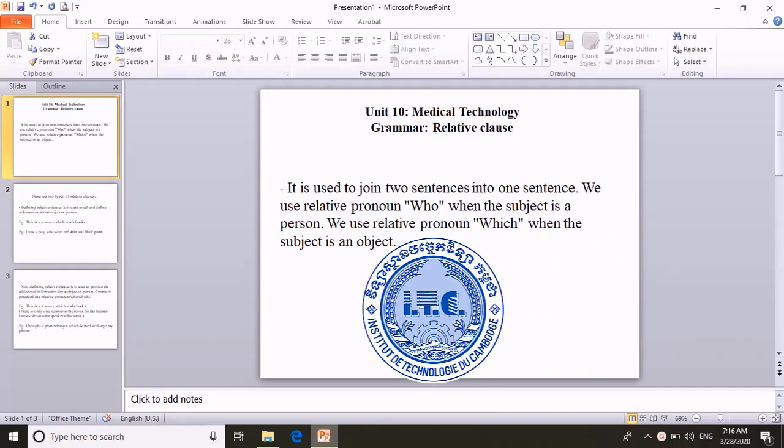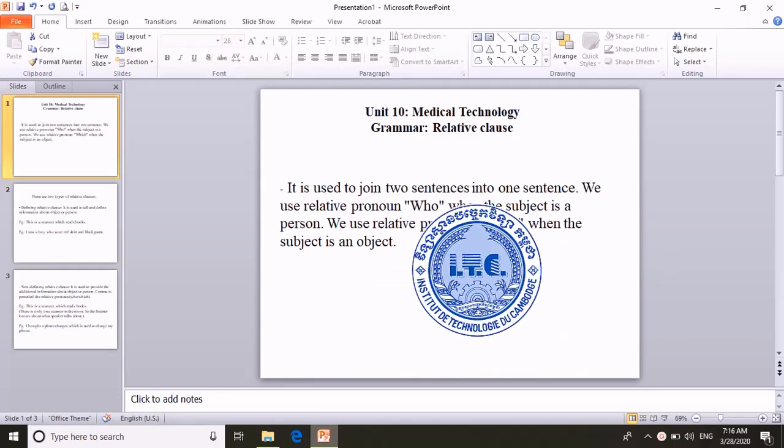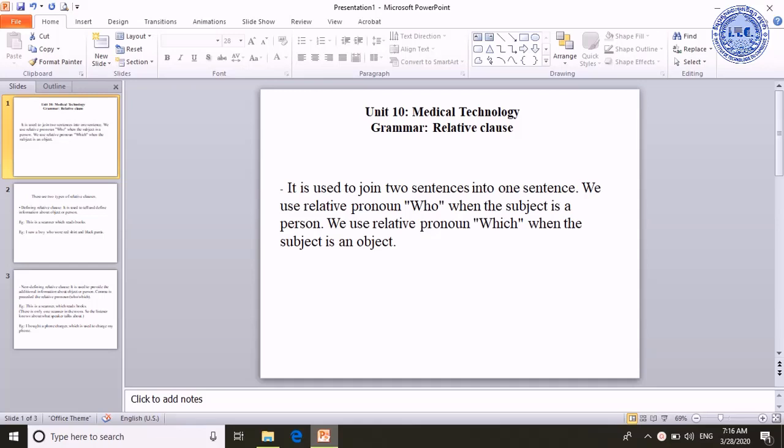Good morning. Today I'm going to teach about grammar, which is in Unit 10. It is about relative clause. So, first of all, I would like to talk about the use of relative clause. Relative clause is used to join two sentences into one sentence.